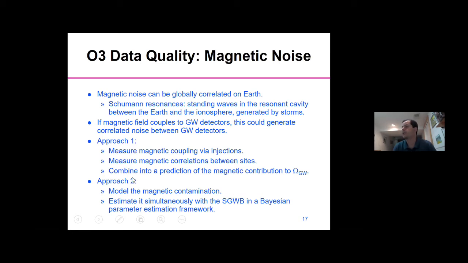The second approach is to not necessarily estimate the contribution directly from first principles, but fit it from the data. So you create a model of magnetic contamination, and then you estimate this model along with some stochastic background model in this Bayesian scheme that I talked about earlier. So you try to fit this magnetic noise contamination, pretending that it behaves as one of the stochastic background models. So you fit for both the noise and for the signal, if you like, simultaneously in this Bayesian parameter estimation.